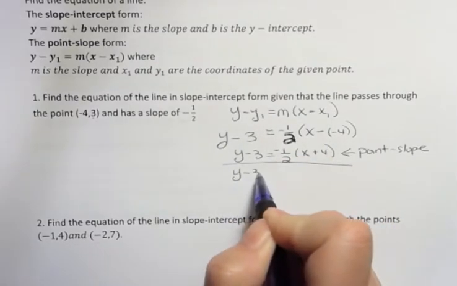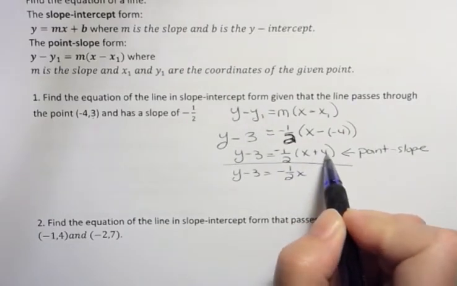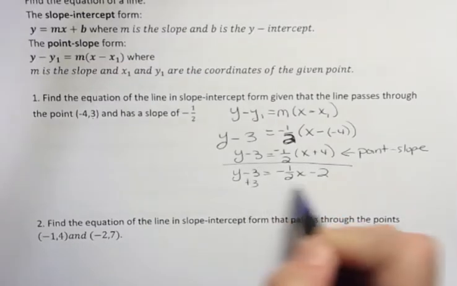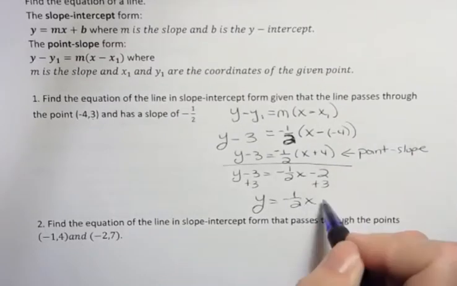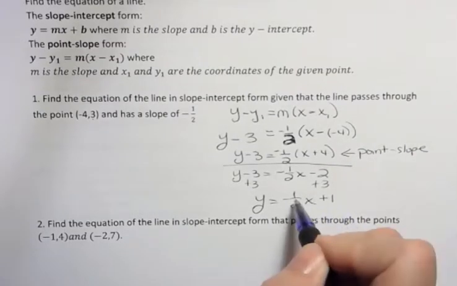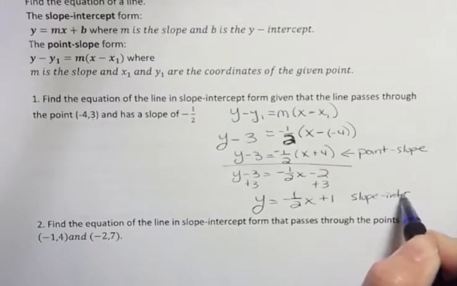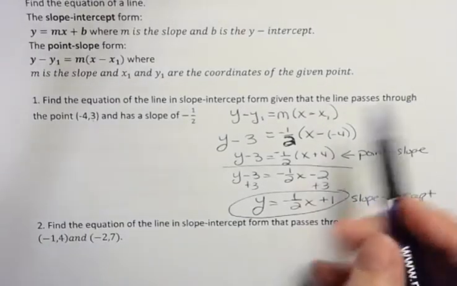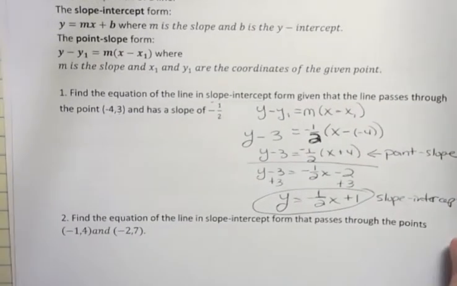I'm going to distribute my negative 1/2, negative 1/2 x. Half of 4 is 2, but that's negative. And then I'm going to add 3 to both sides. And I get y equals negative 1/2 x plus 1. And that is my slope-intercept form. So that's my answer because I was asked to give it in slope-intercept form. But I had to use the point-slope in order to get to that. I didn't really have to, but that's the way I'm doing it.